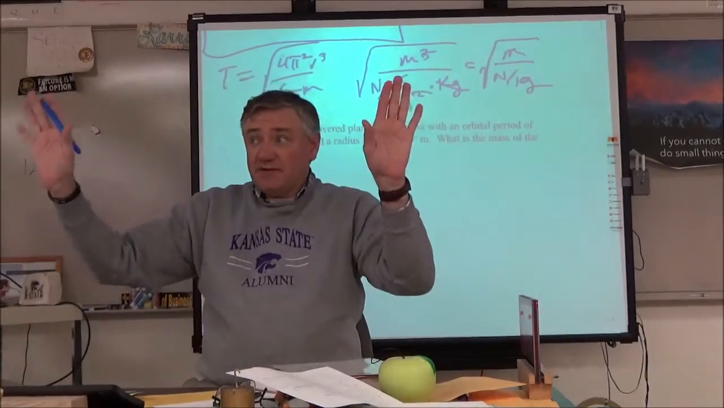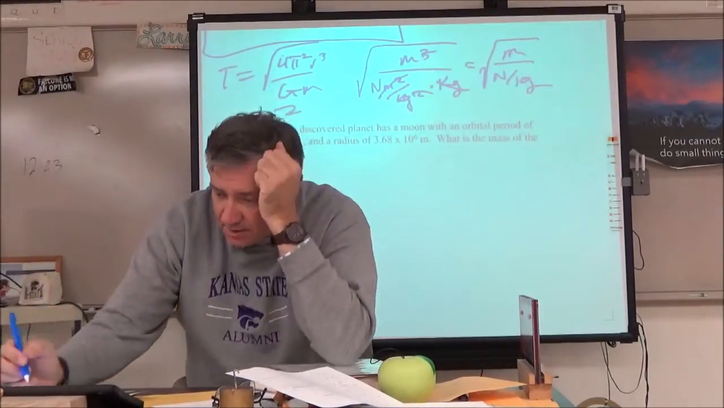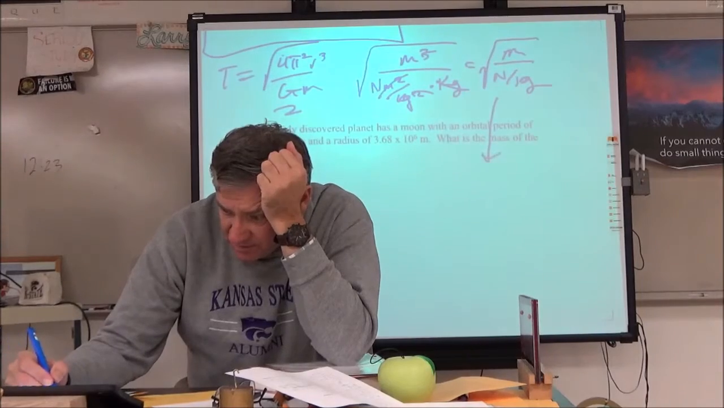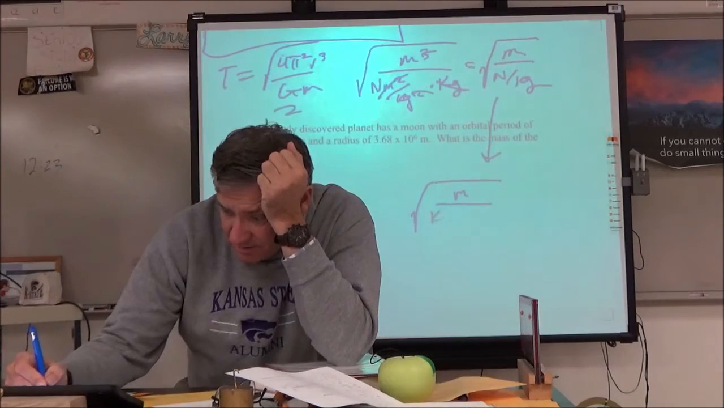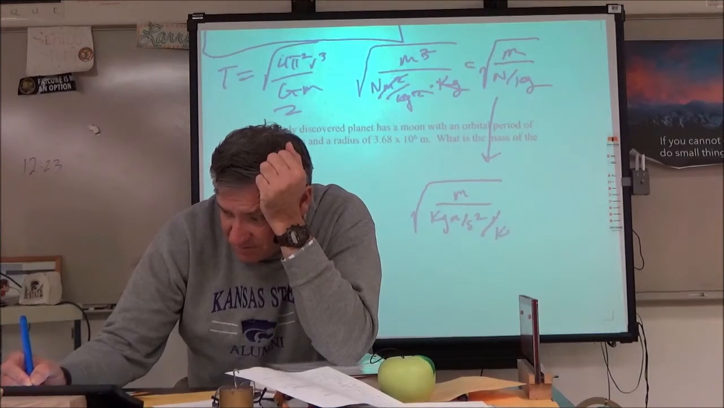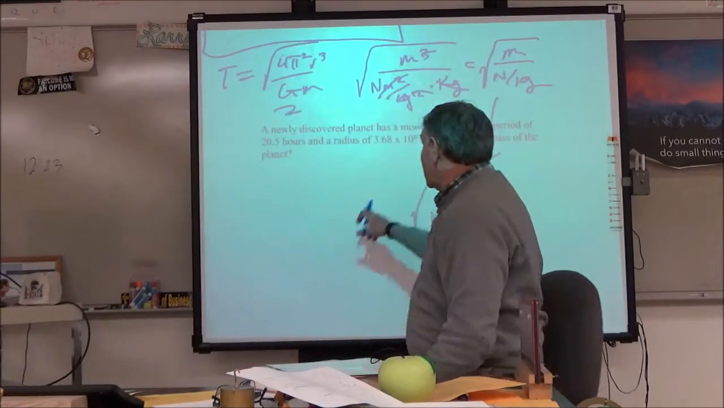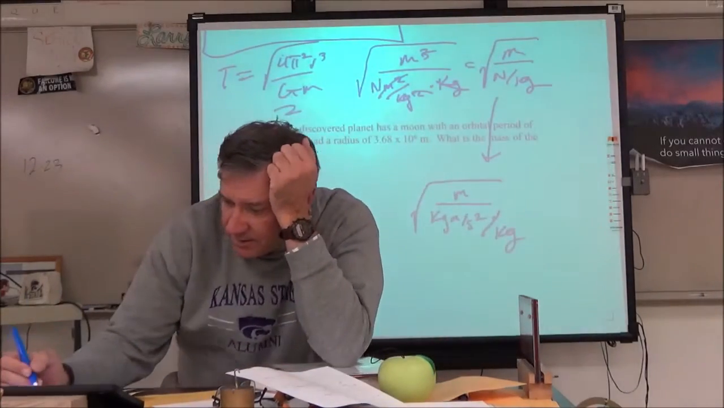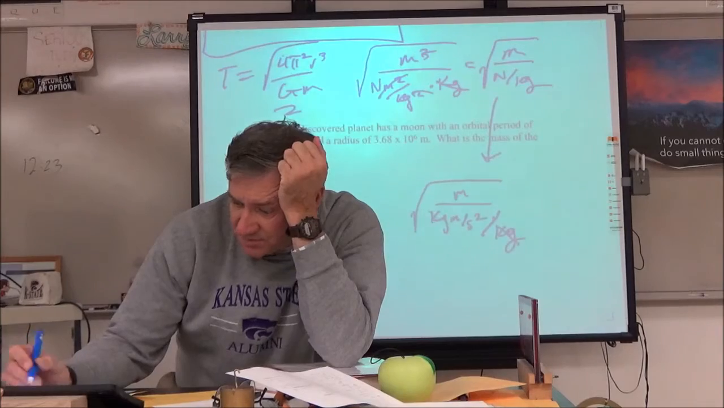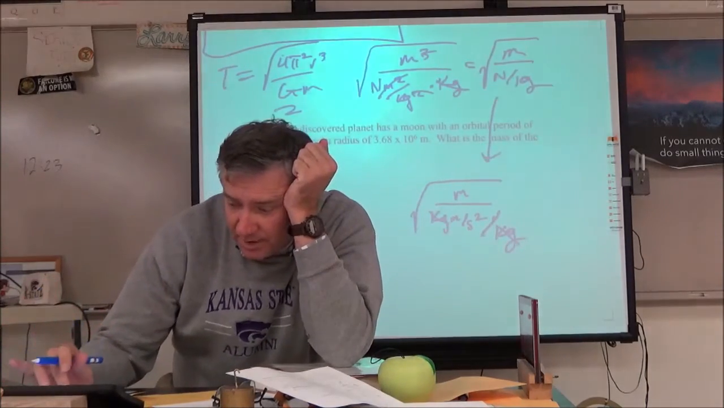That's what I have left after that initial cancellation. So then, what can I do with those meters since I can't cancel those out? What's another way to put newtons? Kilograms meters per second squared, times, and then all of that's divided by kilograms, right? Okay, because that's up there, that's newtons per kilogram, right? So then, I'm going to cancel out one of those kilograms, so now that's gone, right?